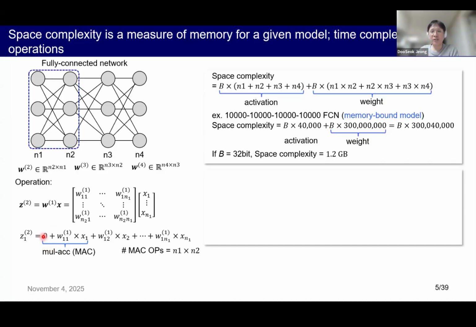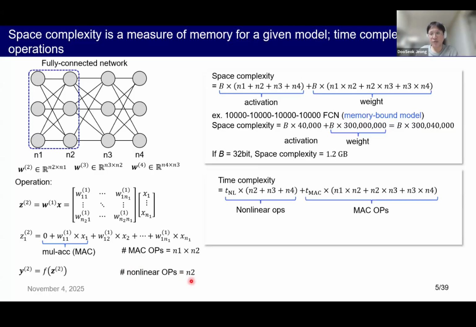So how many MAC operations do you basically need for the inner products of these rows and this column? That is N1 by N2, right? And then of course you have this activation, which is a nonlinear operation. So the number of nonlinear operations for this second layer is simply N2. So, the same as space complexity, the total time complexity for the first layer operation is like this, right?